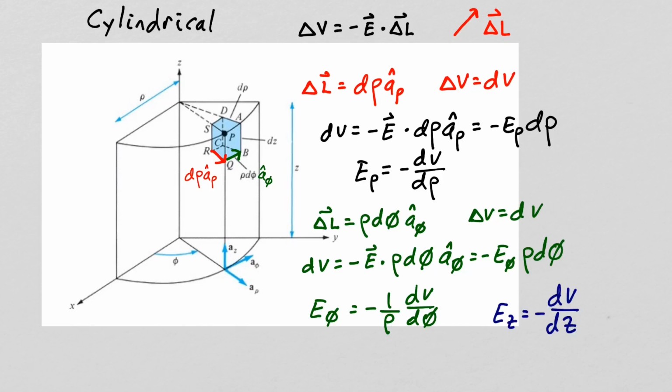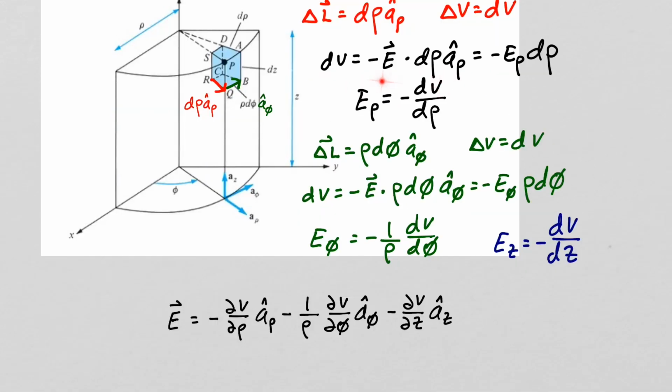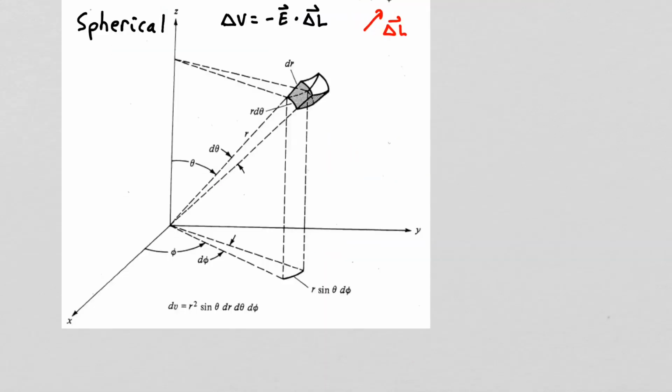Now that we have the three components for the electric field intensity in cylindrical coordinates, we can write the equation for determining the electric field intensity from the potential field. Let's now look at the spherical coordinate system. We adjust the voltage probe to be of length dr in the r direction, and the drop across it will be dV. So let's make these substitutions.